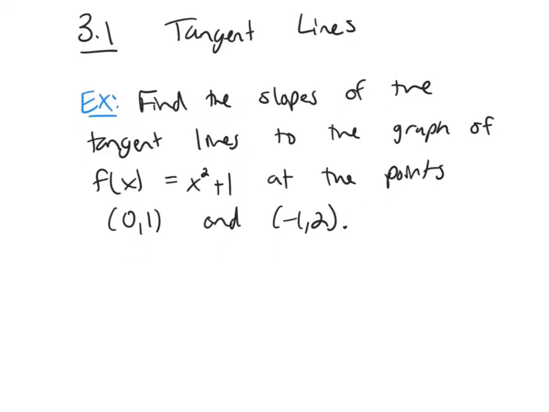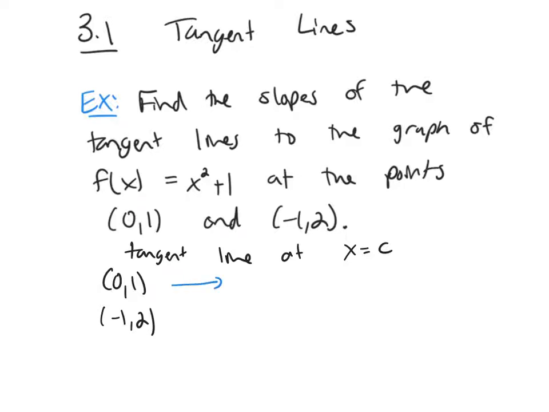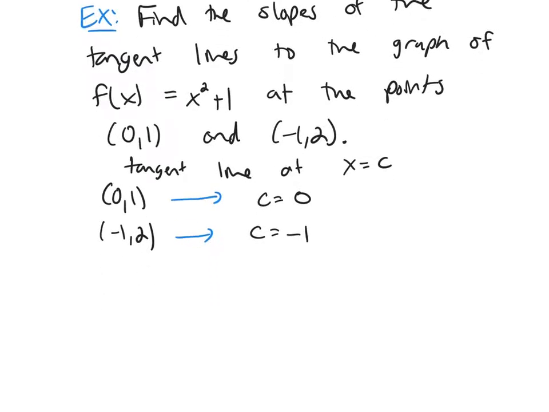So the first thing I'm going to do is look at my points. I had 2 points and they were (0, 1) and (-1, 2). So remember, when we're looking at a tangent line, we have a c value, the tangent line at x equals c. So let's identify our c values here. If I'm looking at the point (0, 1), our c value would be 0, so that's our x value. And then our other point, (-1, 2), our c value would be -1. So here I have 2 different c values.